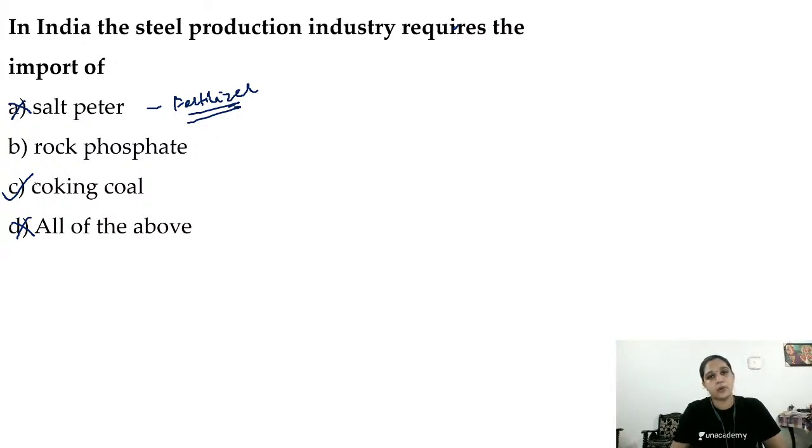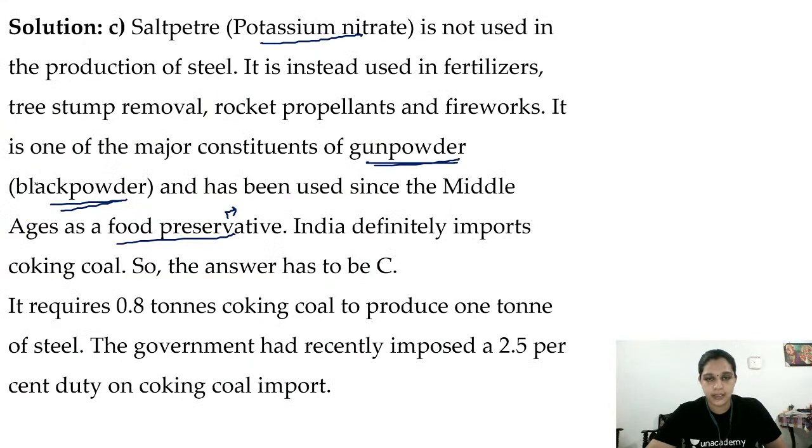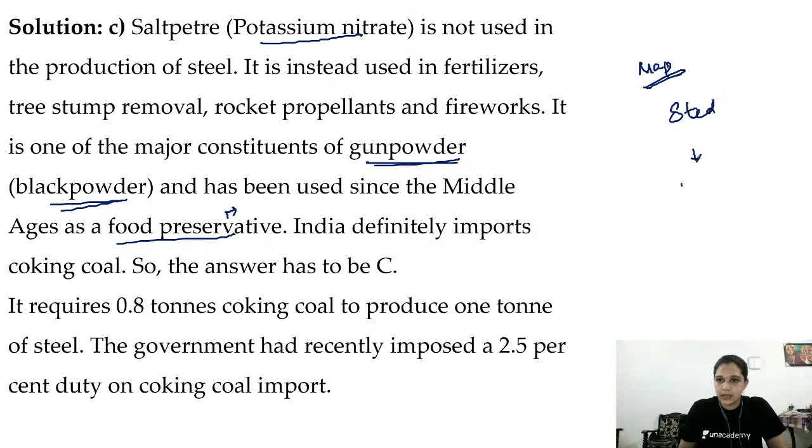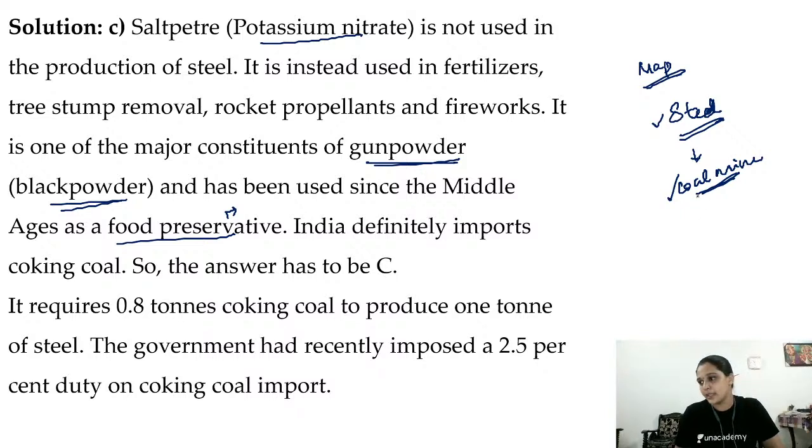For the steel industry, coking coal is the most important part. That is why, if you take the map and look at the steel industry, most of it will be located near a coal mine. Just go and look. In Jamshedpur and many other places, you have a steel industry, and very close to it you have a coal mine, because coal is the most important raw material for the steel industry. This is a very basic concept.